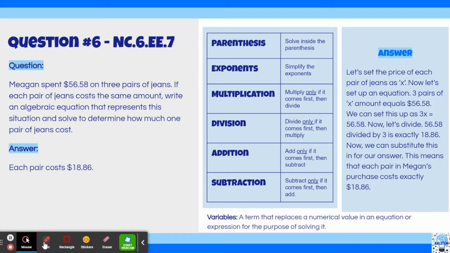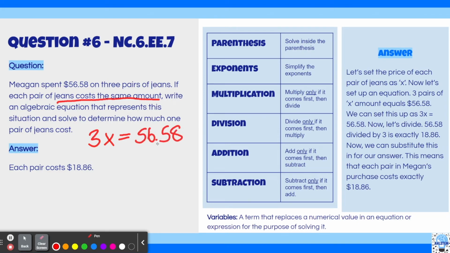So you can read my answer box, or you can just watch me solve it here. So pretty much, if 3 jeans cost the same amount, that means we can just label each pair's price as x, and there's 3 jeans, and somehow it all has to equal $56.58, right? So we get 3x equals 56.58. Now let's divide over the 3, and then we get 18.86. x equals $18.86.